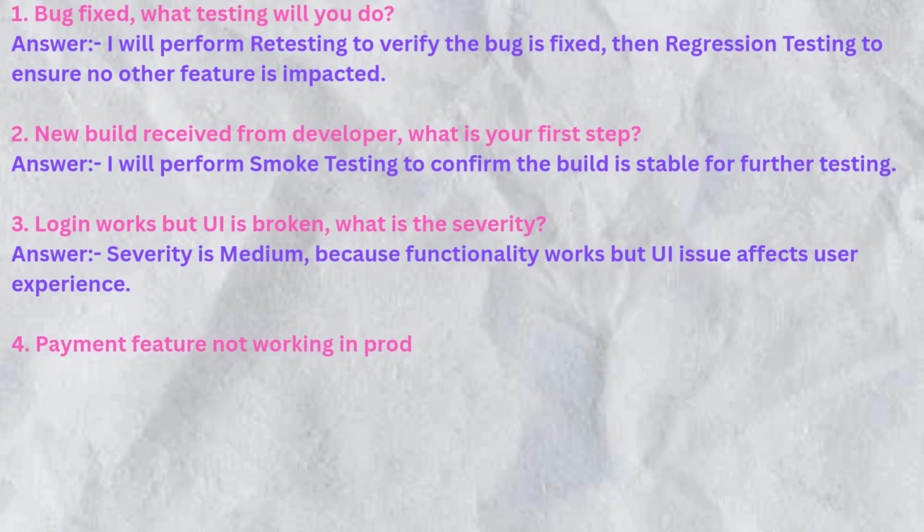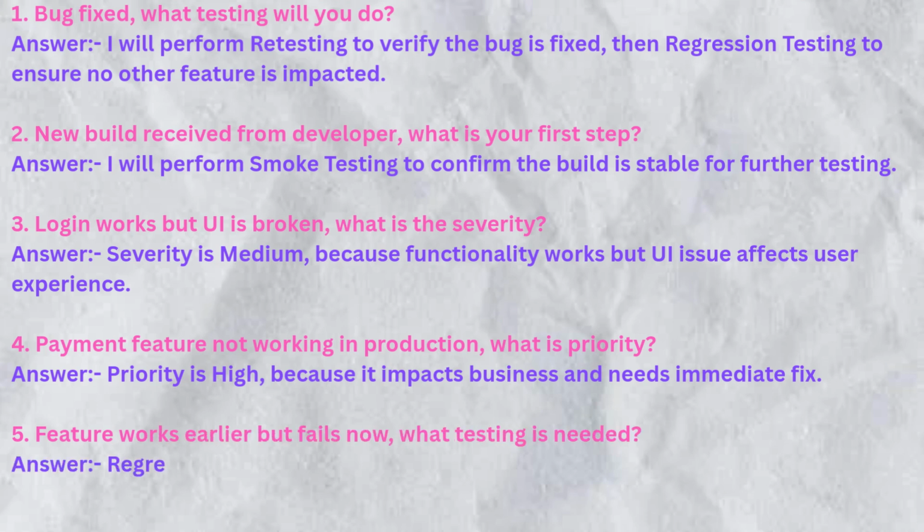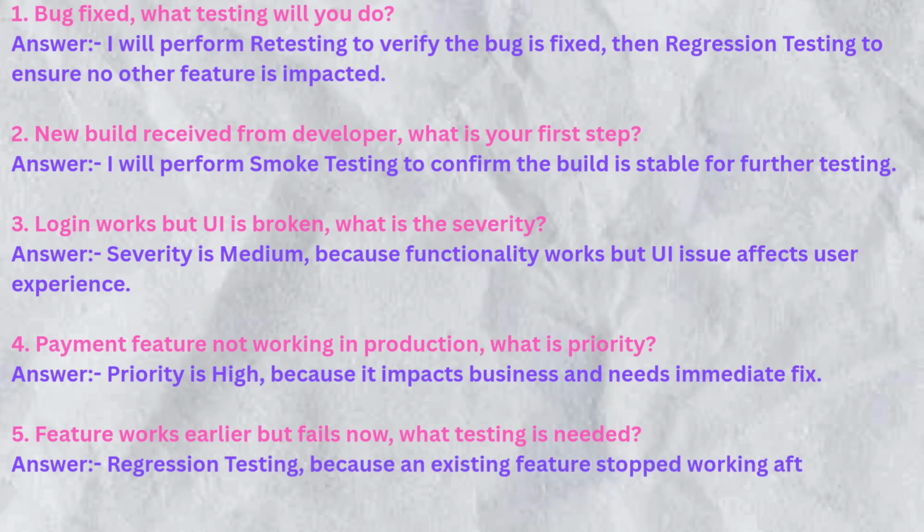Question 4. Payment feature not working in production. What is priority? Answer. Priority is high, because it impacts business and needs immediate fix. Question 5. Feature works earlier but fails now. What testing is needed? Answer. Regression testing, because an existing feature stopped working after changes.